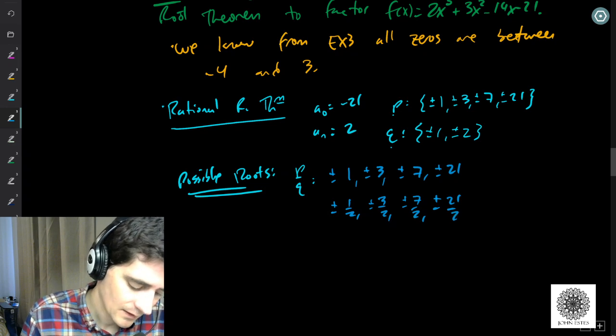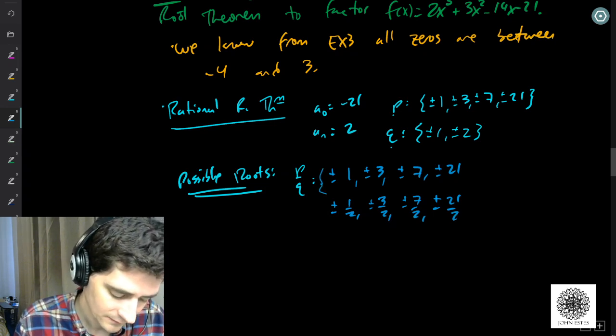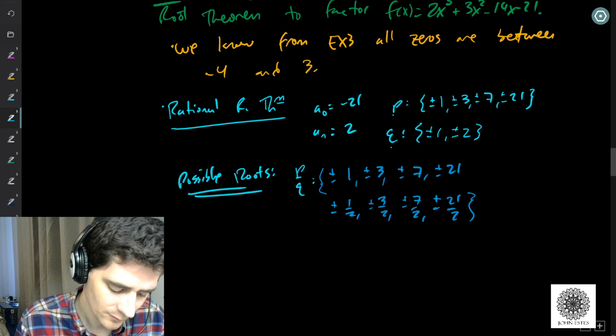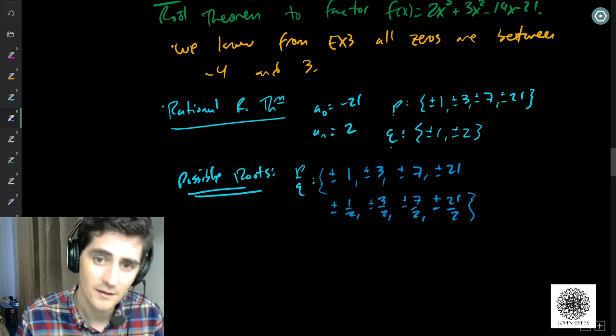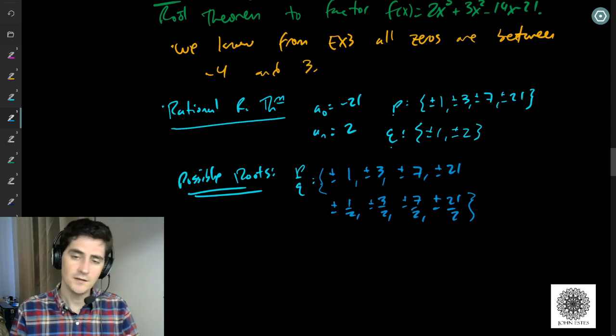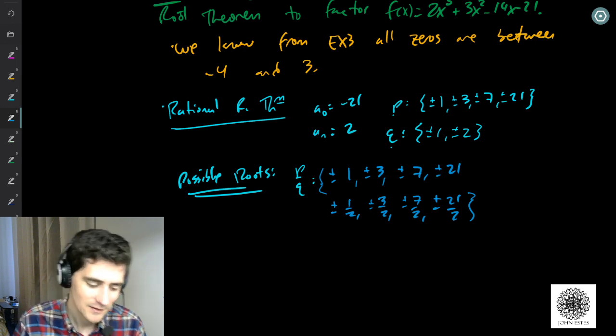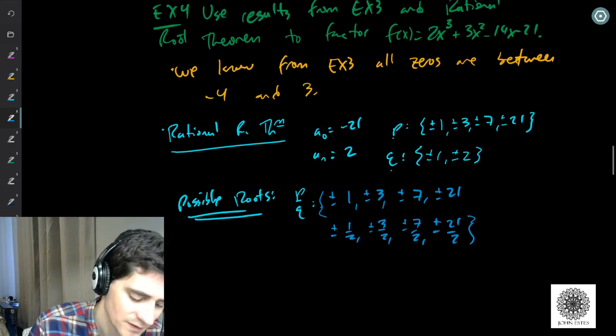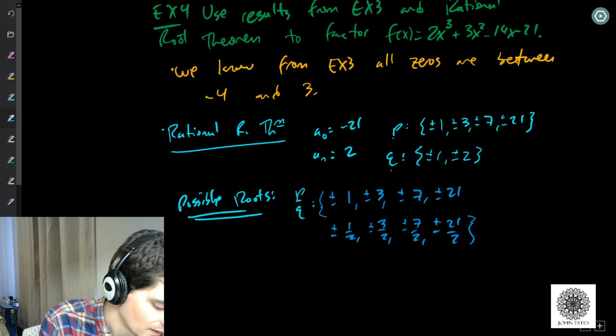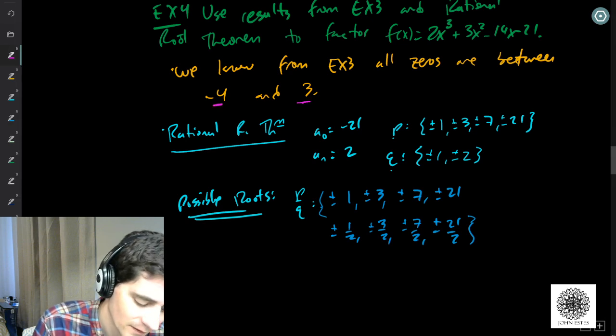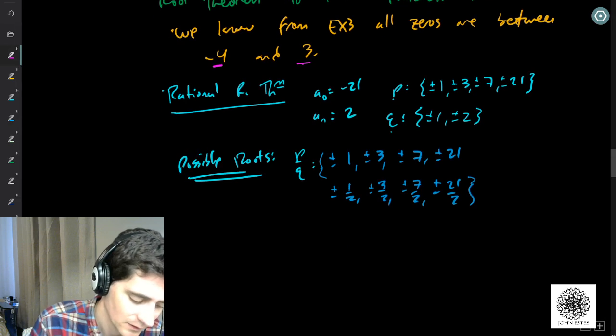And that now is a list of how many things? 1, 2, 3, 4, 5, 6, 7, 8, plus or minus, 16 numbers. We get 16 numbers. So we went from an infinite number of numbers down to 16. And thanks to what we just learned with these bounds on zeros, remember, they all have to be between negative 4 and positive 3. I think we can eliminate some.